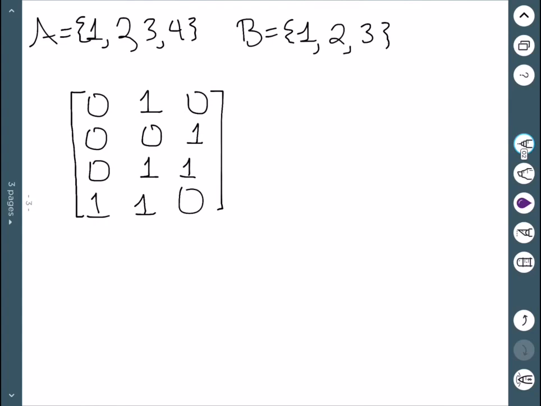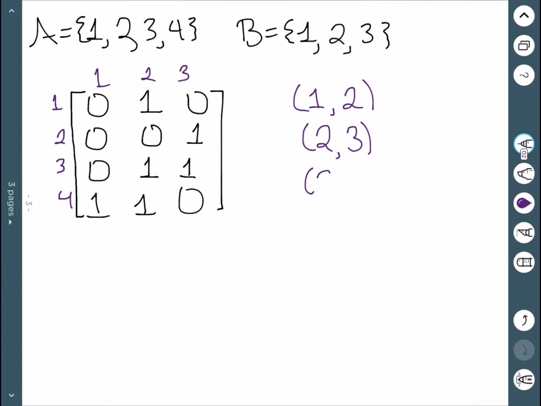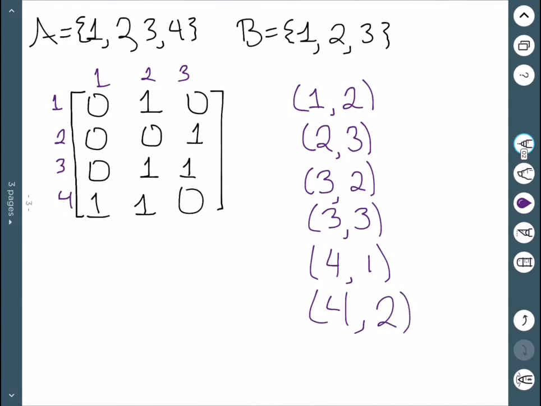This time, I have my matrix, and I want to find the ordered pairs. Rows correspond to our first set, and columns correspond to our second. So this contains the point 1, 2 from the first row. The second row gives me 2, 3. Third row gives me 3, 2, and 3, 3. And then the final row gives me 4, 1, and 4, 2.